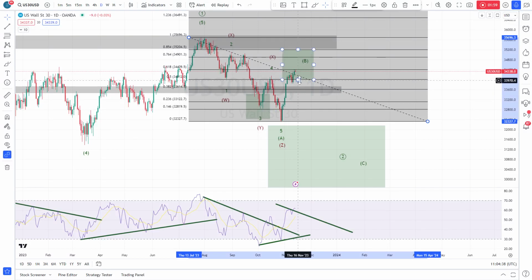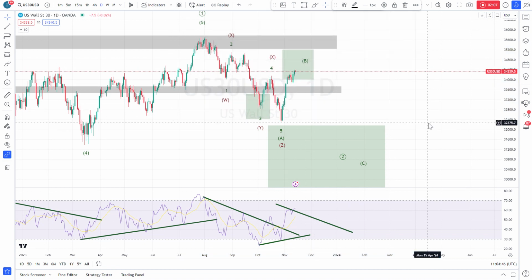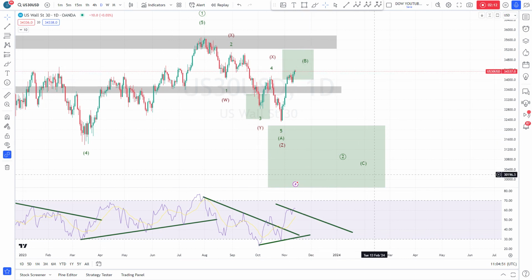The wave B area is the area that we can find by taking the length of our wave A. And then we know that the wave B should go into the area between the 0.5 and the 0.854 FIB retracement. We are currently in this area. And then a wave C, another impulse, should follow, going into this area, taking out the wave A low, and then we actually have our corrective structure as an A, B, C.